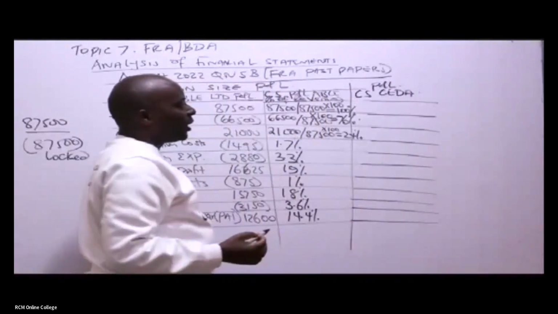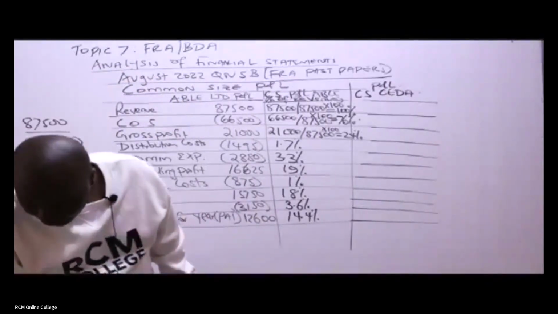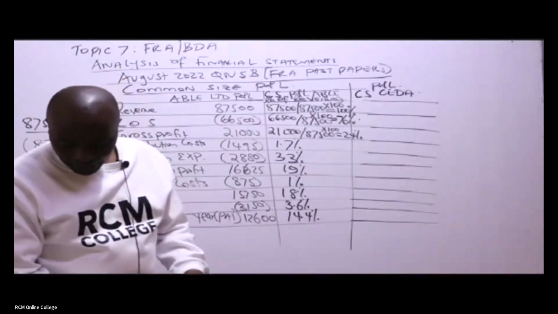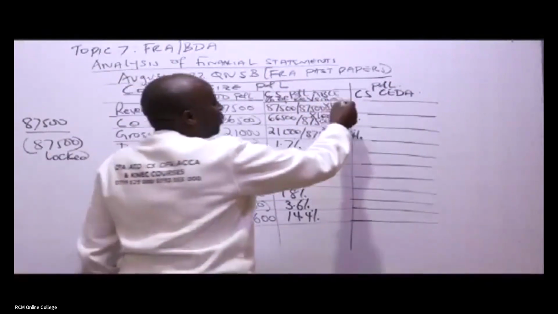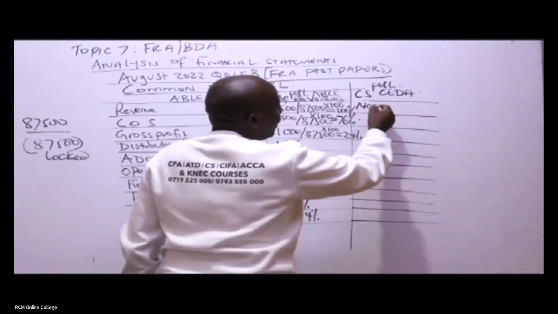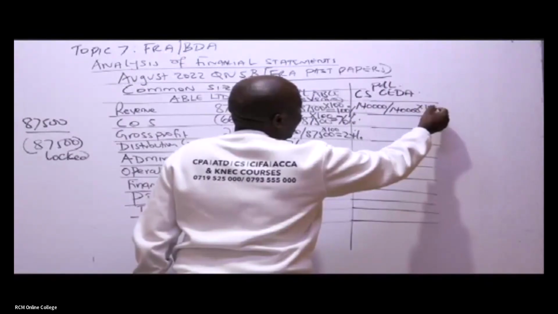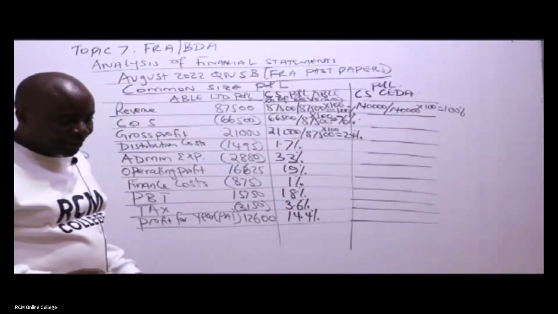The baseline for Cedar, ladies and gentlemen, is the revenue given there for Cedar: 140,000. Thank you so much, Irene. So for this one, of course, you start with 100%. For the first one, it will be 140,000 divided by 140,000 times 100, which will be 100%.